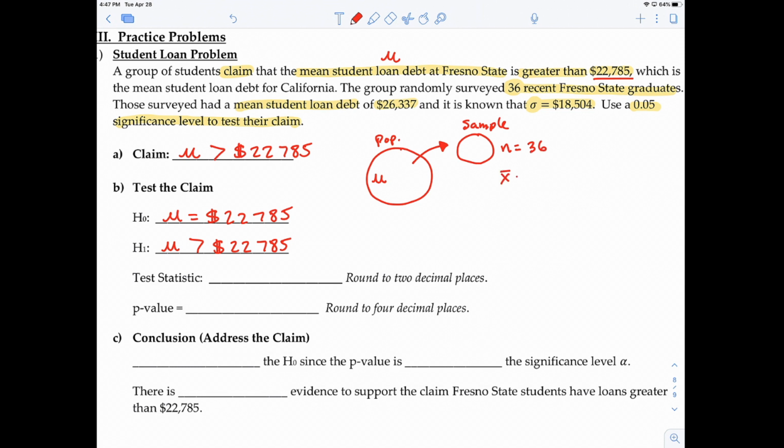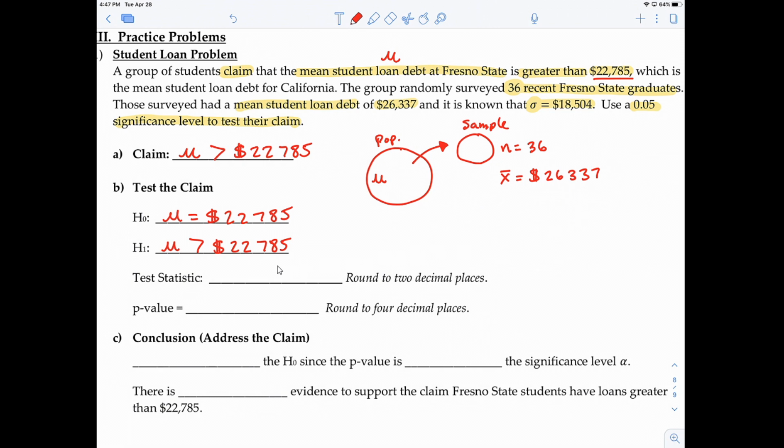and their average, or their mean student loan debt of those 36 students is 26,337. Now, you might say, well, 26,337 in our sample, doesn't that prove what we're trying to claim? That the mean average student loan debt for Fresno State students is greater than 22,785? Isn't this greater than that? Well, we don't know for sure because this is only 36 students sampled out of thousands of people. We could have gotten this by luck.